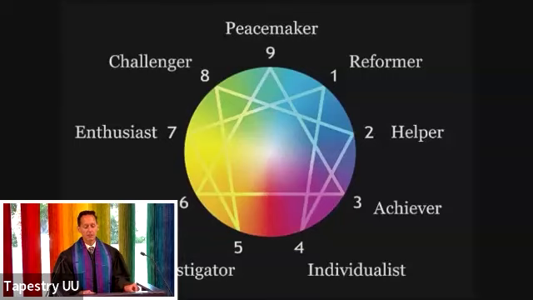The final type that I want to talk about today is a type 1, the reformer. 1s have a sense of mission to improve the world. They strive to overcome adversity, especially moral adversity, so that the human spirit can shine through and make a difference. They strive for higher values even at great personal cost. It kind of sounds like the ideal Unitarian Universalist as we describe them.